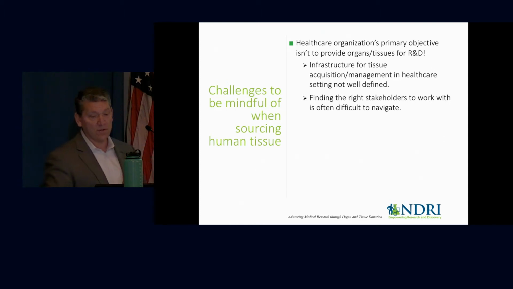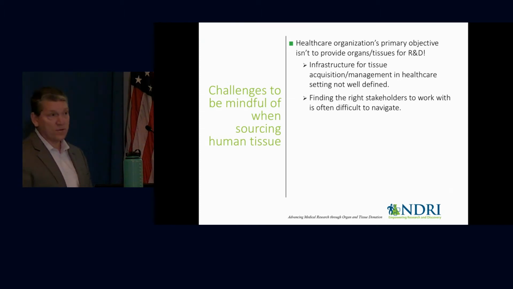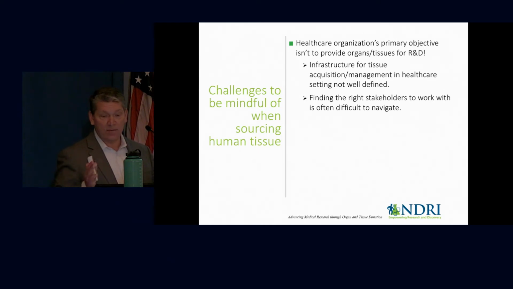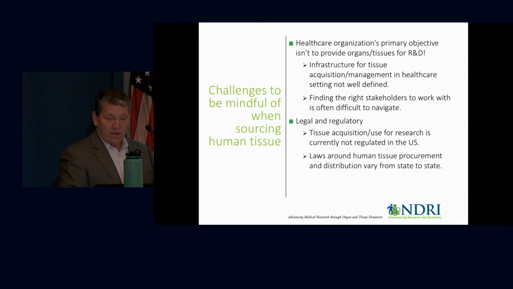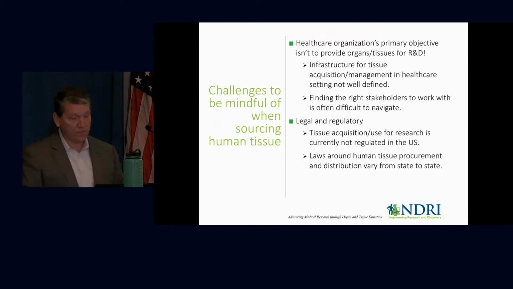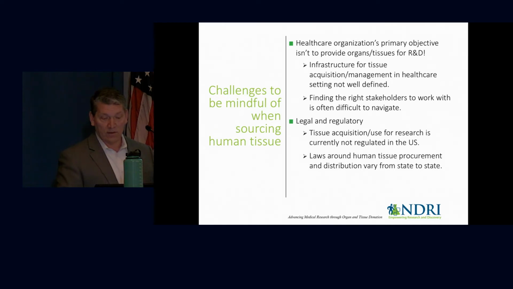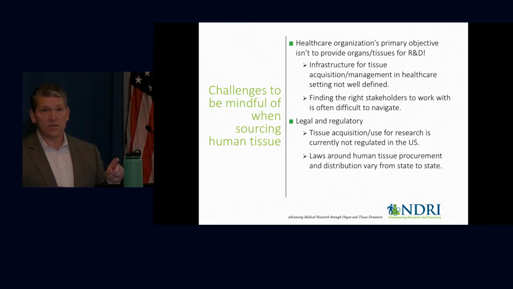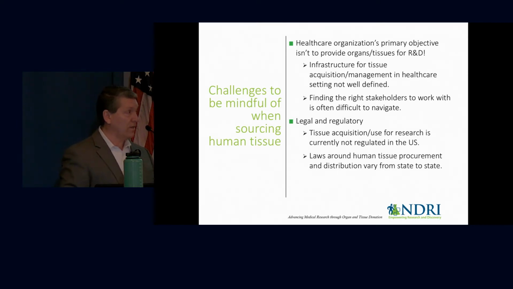You're going to go to the surgeon. You're going to go to the head of surgical pathology. You're going to go to the chairman. You need to find out who the right person is in the hospital to access what you need. Legal and regulatory: tissue acquisition and use for research is currently not regulated in the U.S., and the laws around human tissue procurement and distribution vary from state to state. New York, for example, you cannot procure and distribute tissues unless you're a licensed tissue bank within the state of New York. Now, again, we're not physically located there, but because we're licensed in the state of New York, we can do this. But that's not so the case in a lot of other states.